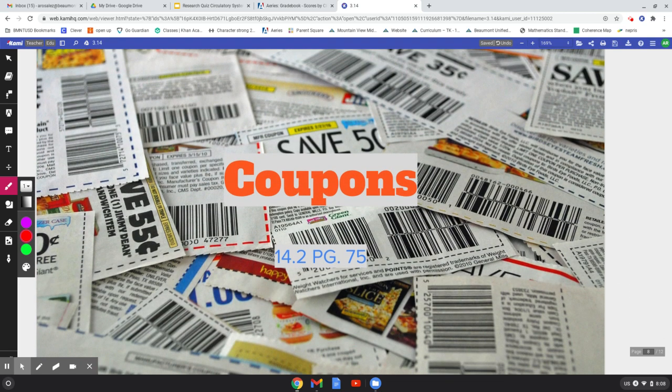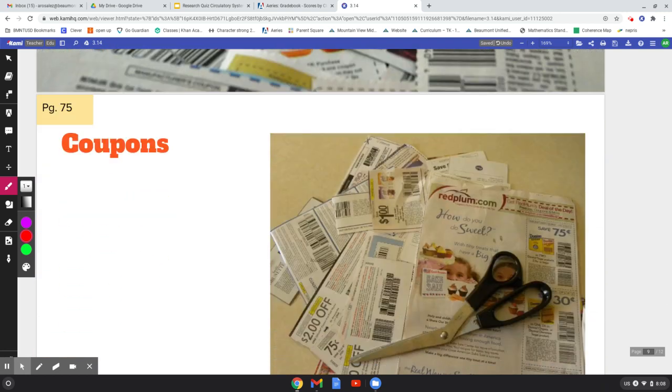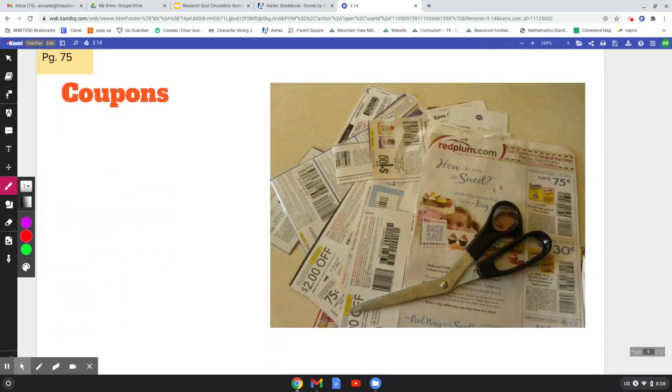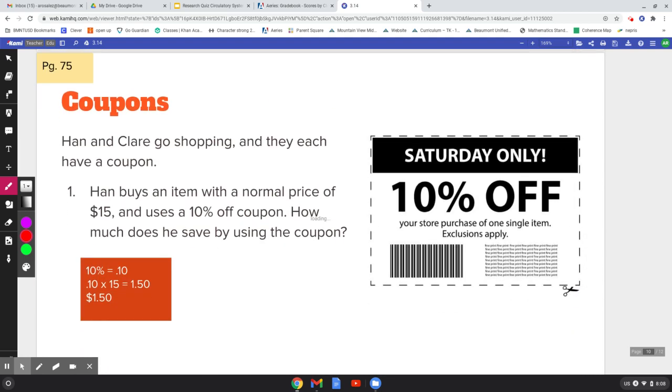Okay, now we're talking about coupons. So this is real life, right? These are real things that happen and discount, which is what we're going to be practicing with today. So 14.2, page 75. So we're dealing with coupons. You may have seen these, you may not have. Regardless, it's a sale. That's the way that you need to look at a coupon.